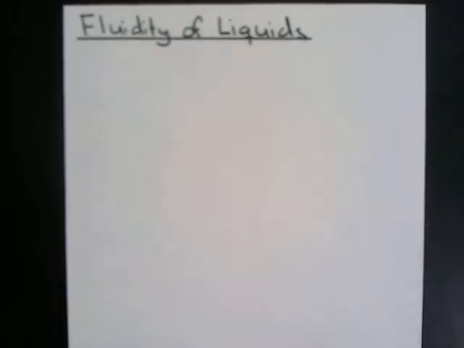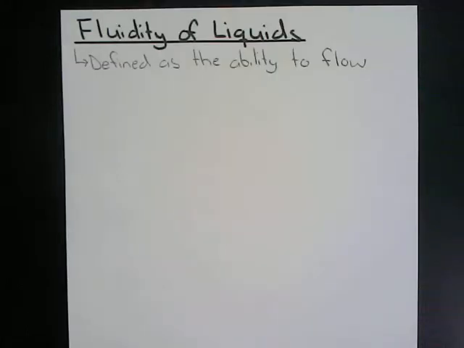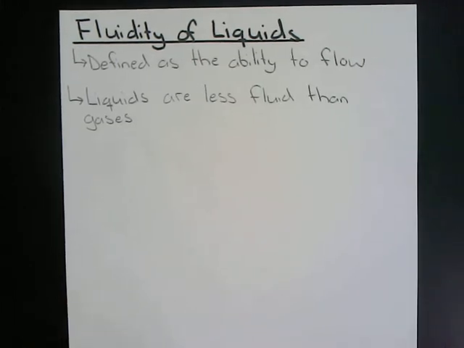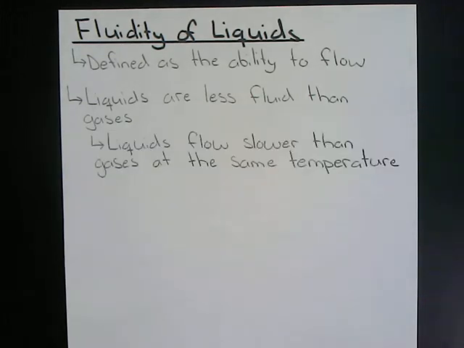And that property is known as fluidity. Now, fluidity is just defined as the ability to flow. Now, liquids are much less fluid than gases. And this is because liquids are going to flow much slower than gases at the same temperature. And if you look at the very details here, the reason that liquids are going to flow much slower is because the intermolecular attractions are much greater in liquids and interfere with the liquid's ability to flow.